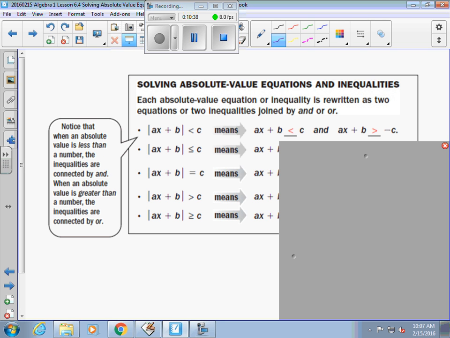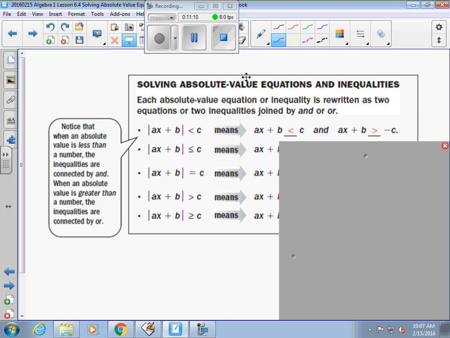is less than c. You write it just like it is. The other one is ax plus b. You change the sign from less than to greater than, and you change the sign from positive c to negative c. Also note what it says out in the bubble. It says, notice that when an absolute value is less than a number, the inequalities are connected by and. So less than makes and compounds. Greater than makes or compounds.